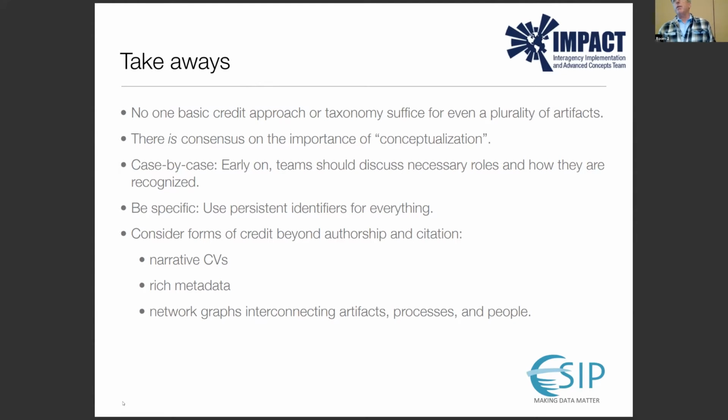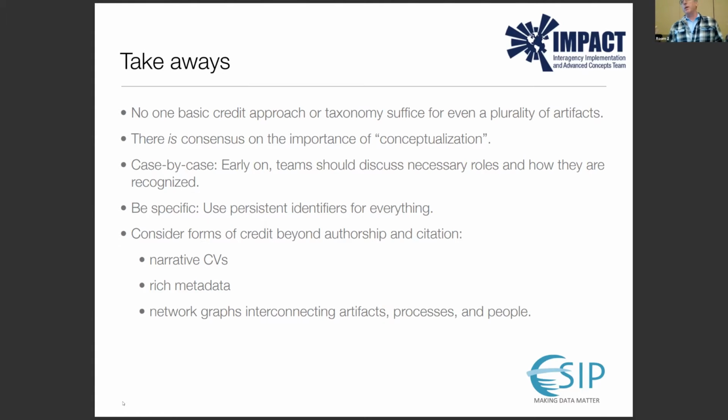And then ultimately, we need to think about credit beyond the scope of citation. We get really hung up on this notion of citation in science because that's how we have measured credit traditionally, and all we care about is papers, but we care about much more than papers now. So we looked at things like narrative CVs, which is a thing that's emerging, where you tell the story of your career rather than just listing your publications. Richer metadata, so that you can capture much more information in the metadata.